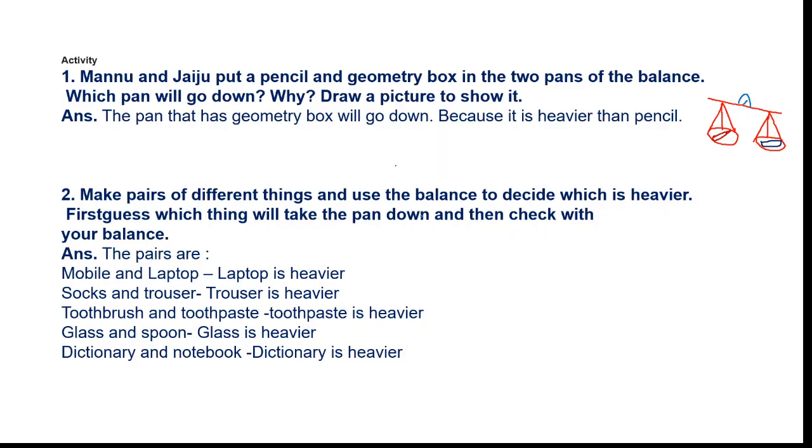Let's start. So look here. Here your first question is: Manu and Jeju put a pencil and geometry box in the two pans of the balance. Which pan will go down? Why? Draw a picture to show it.